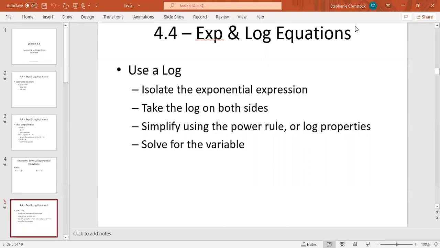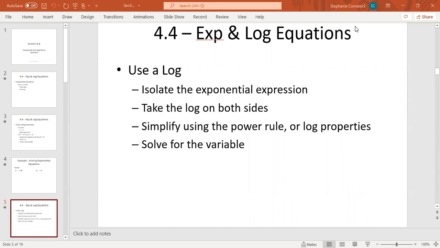So now we're going to look at how to solve an exponential equation where we cannot get them to match their bases. So we're going to have to use logs to help us out, and you'll see the reason why here in just a second.